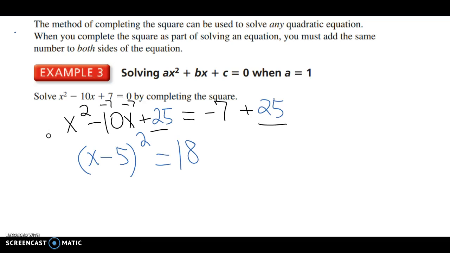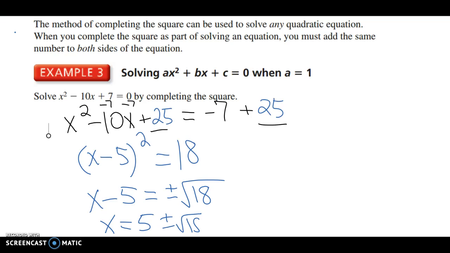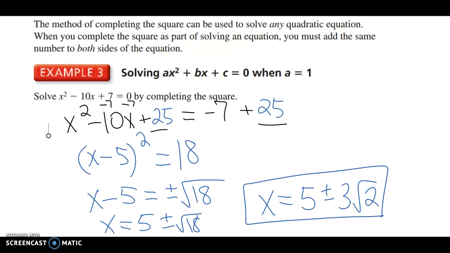Now I can solve this using square roots. Once we take the square root, we can add 5 to both sides to get x equals 5 plus or minus the square root of 18. And now we reduce the square root of 18, so our answer would be what? So you should get 5 plus or minus 3 square root 2, because 18 is like the square root of 9 times 2, and so that's how I got 3 root 2.